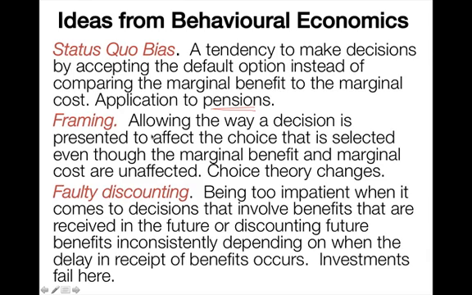Framing, very important. How the decision is presented affects the choice. It always affects the choice, actually. Framing is really, really important. The idea is that framing shouldn't affect the outcome, but it does. Faulty discounting: people are very impatient. Remember in the lecture I talked about that marshmallow example. People are very, very impatient, and people tend to inconsistently treat the past and the future.